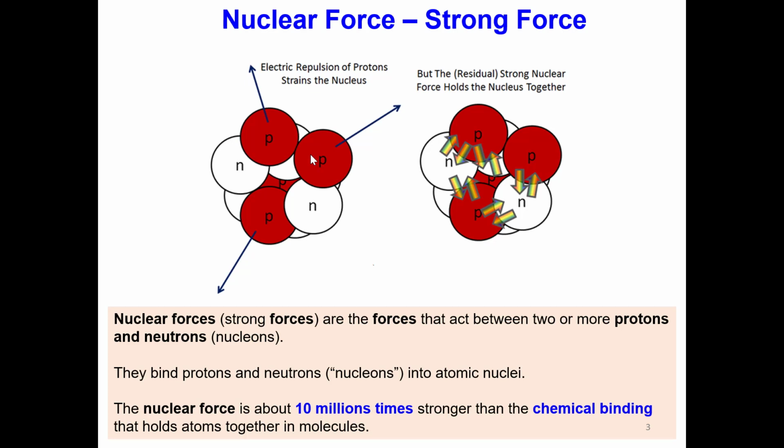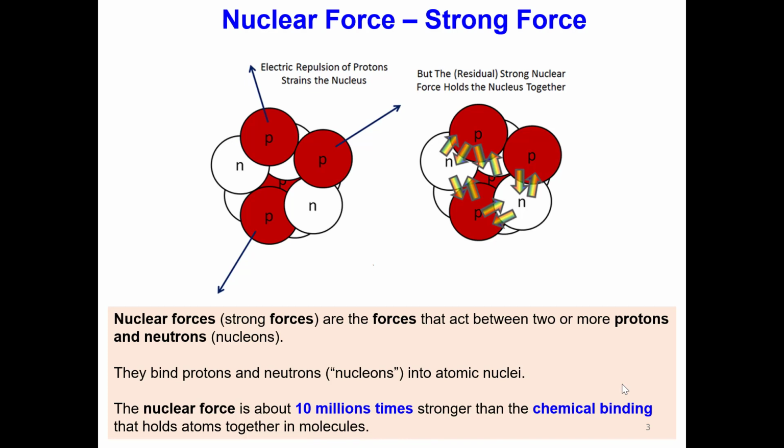The answer is that there is another force that is larger than the electrical force, and that force is called the nuclear force or the strong force. The nuclear or strong force is the force that holds the nucleus together. That force is greater than the electrical force. It is about 10 million times stronger than the chemical binding that holds the atoms together.